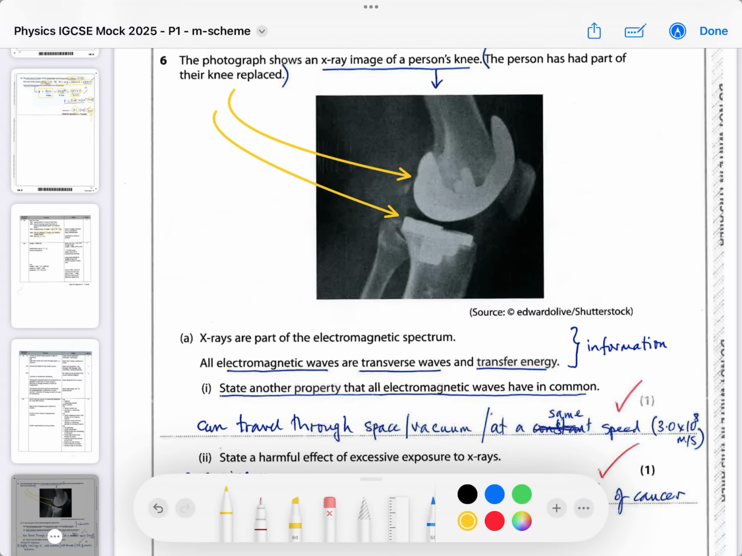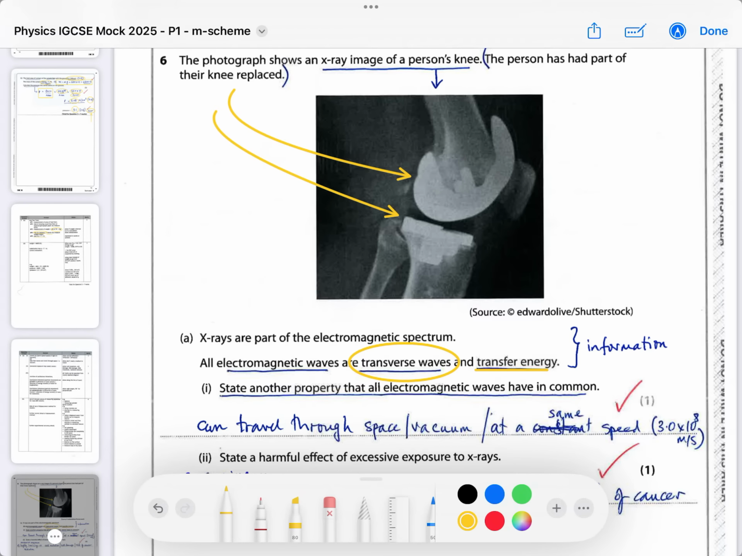Okay, so part A says X-rays are part of the electromagnetic spectrum. So giving you information. All electromagnetic waves are transverse waves and transfer energy. So those of you who remember question 1, yeah, electromagnetic waves are transverse. Now all waves tend to transfer energy, so they're just giving you some information about waves.